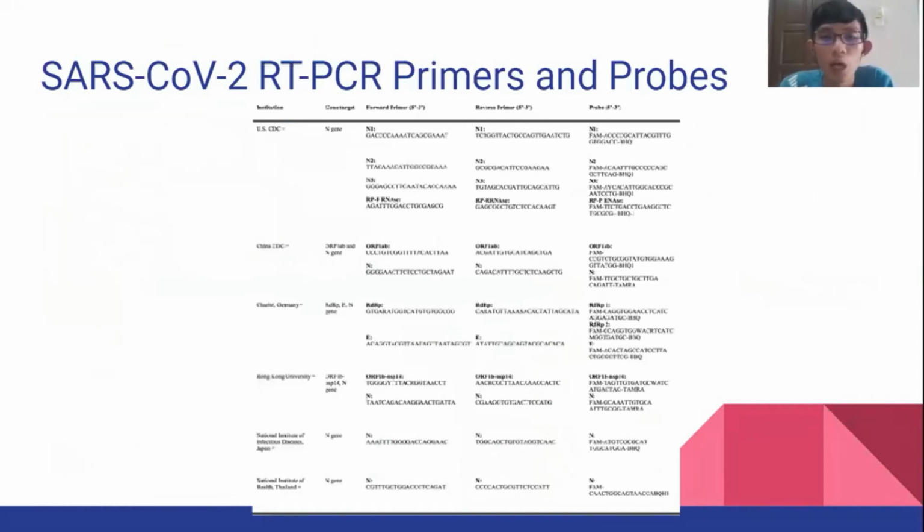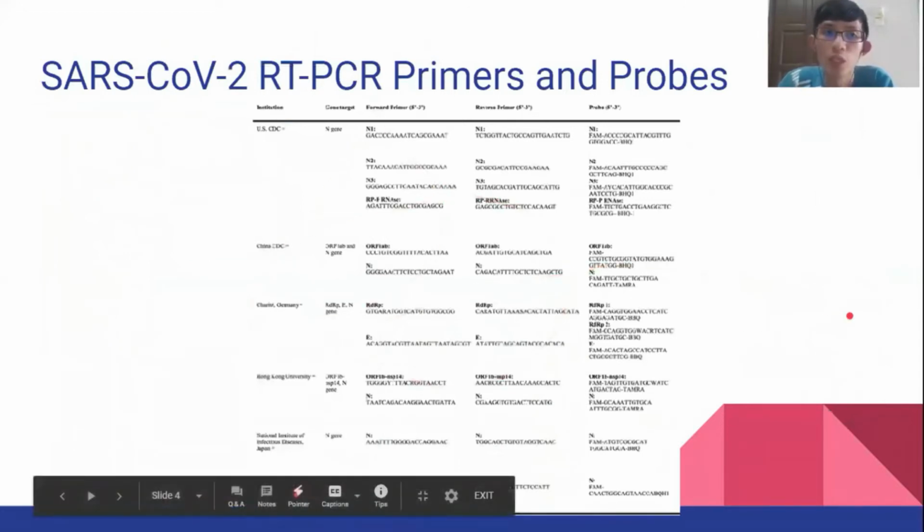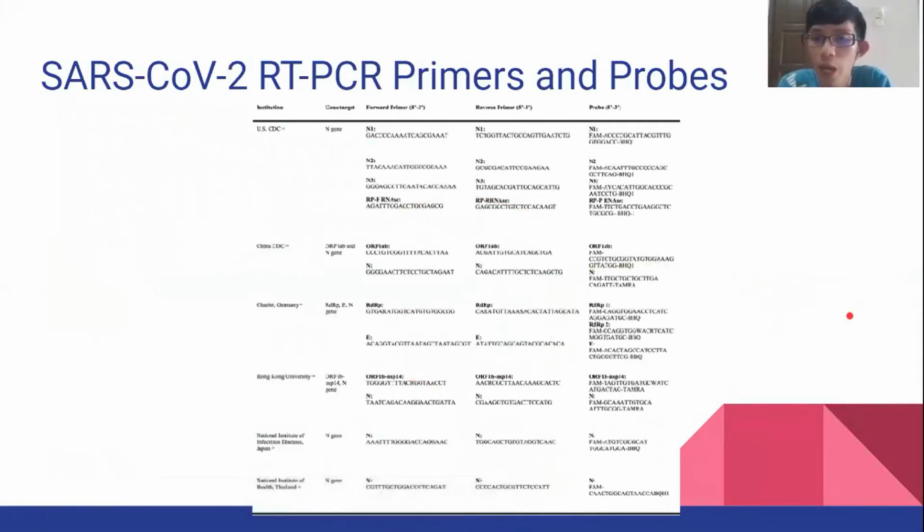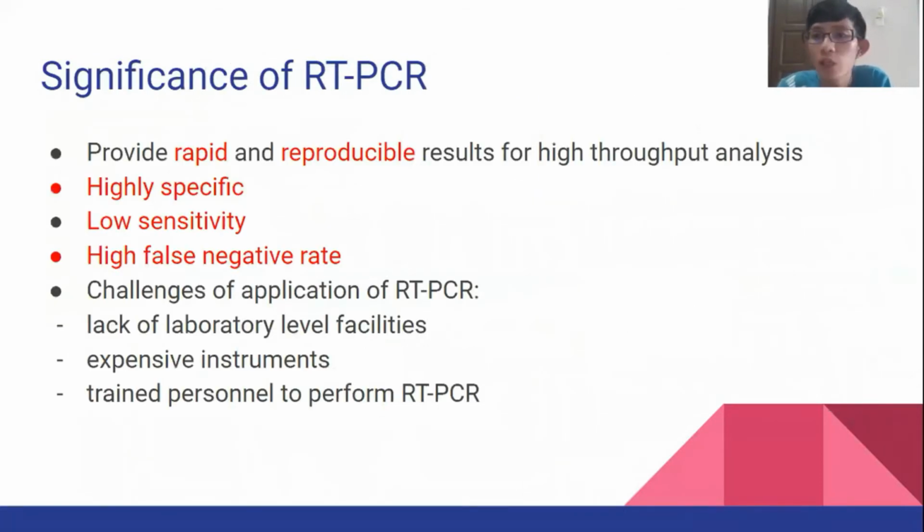So this table shows the SARS-CoV-2 RT-PCR primers and the probes. There are several kinds of primers and probes for the diagnosis. For the significance of the RT-PCR, it provides rapid and reproducible results, which is highly specific but low in sensitivity. As a result, it provides a high false negative rate.